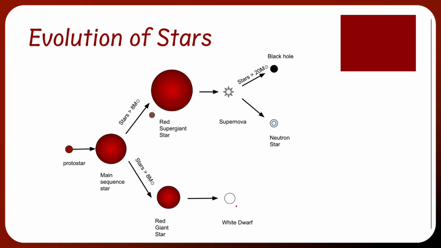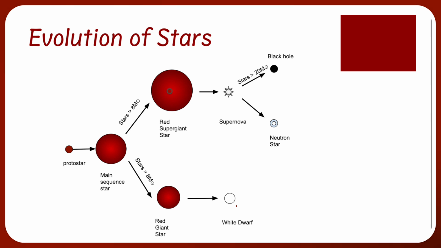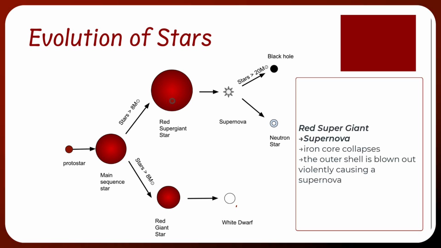Because similar to making the red giant, I'm still going to get my core to shrink. But in this case, because it has a bigger mass, I'm going to be able to create a high enough temperature to actually fuse elements up to iron. But eventually it will run out as well. And when its outer shell blows away, instead of us talking about the planetary nebula, now it's going to be blown away much more violently. So that outer shell eventually leaves, and what we're going to get is this supernova.